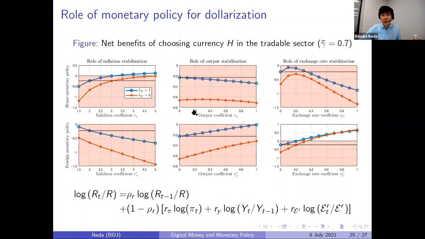And I plot the net benefits as a function of the output coefficient and also the real exchange rate coefficient. The interesting case is the exchange rate coefficient. It is non-monotonic, but if a central bank has a very strong stance on stabilizing the real exchange rate, then it is counterproductive, facilitating digital dollarization in the home country. And in this case, I confirm numerically that not only in the tradable goods sector, but also in the non-tradable goods sector and the labor market, there would be digital dollarization.